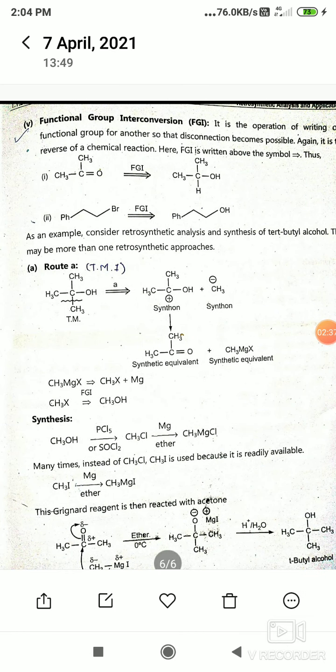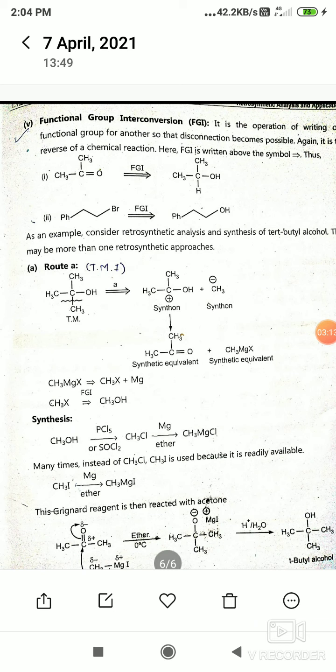Then last one is a functional group interconversion. It is the operation of converting one functional group into another so that disconnection becomes possible. Again, it is a reverse of a chemical reaction. FGI is written with the symbol, a two-sided arrow. A ketone, on functional group interconversion, gives alcohol. Also halide, on an FGI, gives alcohol.